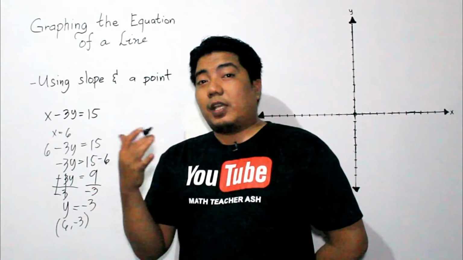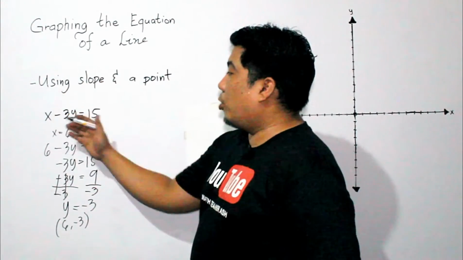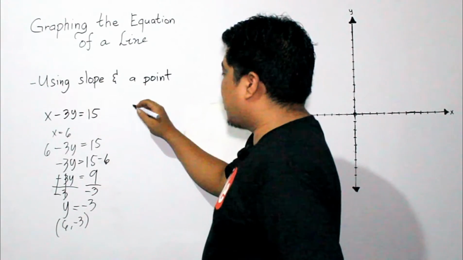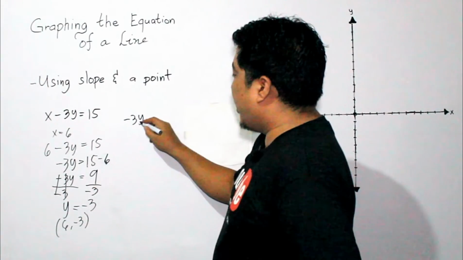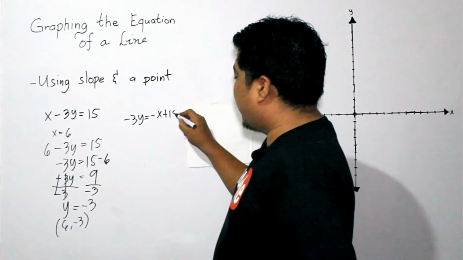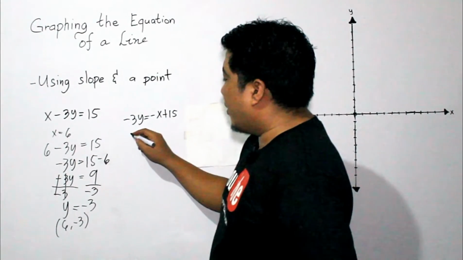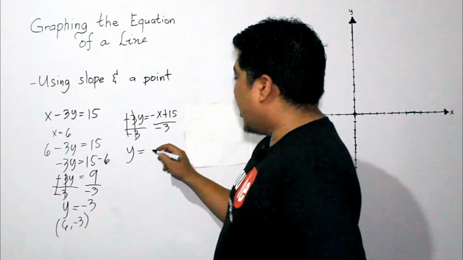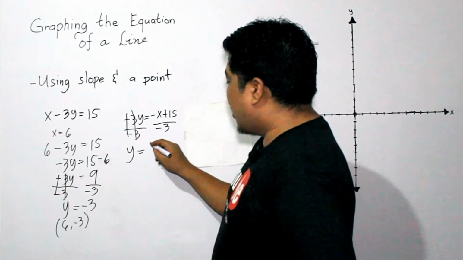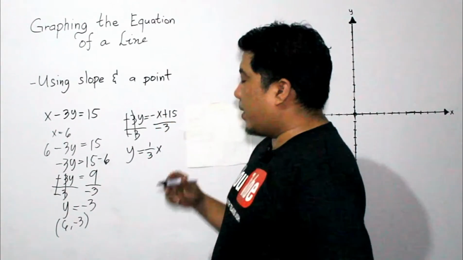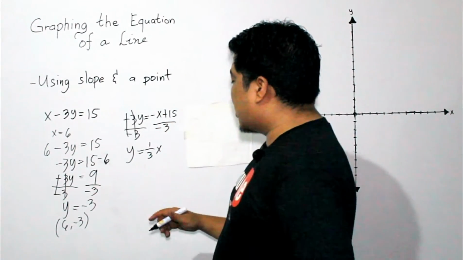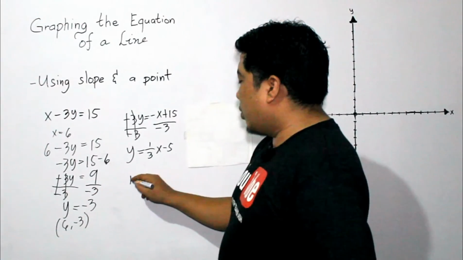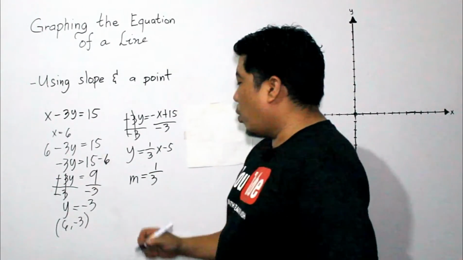Now, the next thing you should do is get your slope. How do you get the slope here? You can just transform this to slope-intercept form. So, you transpose the x. That will give you negative 3y is equal to negative x plus 15. And then, we divide both sides by negative 3. Cancel. So, y is equal to negative, negative, that will give us positive, so that is 1/3 x, because 1 divided by 3, we cannot divide them. 15 divided by negative 3 will give us negative 5. So, our slope here is positive 1/3.